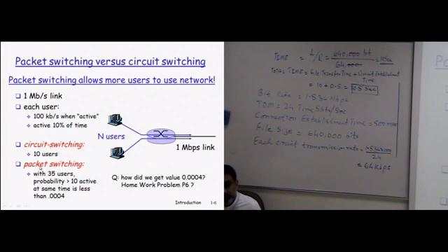In contrast, if we look into the packet switching technique with 35 users, the probability of more than 10 active users at the same time is less than 0.0004. How did we get this value? How can you get this probability, with 35 users, of more than 10 active users at the same time being less than 0.0004? This is your homework problem number 6 in your textbook. You have to solve this problem and come up with an answer.